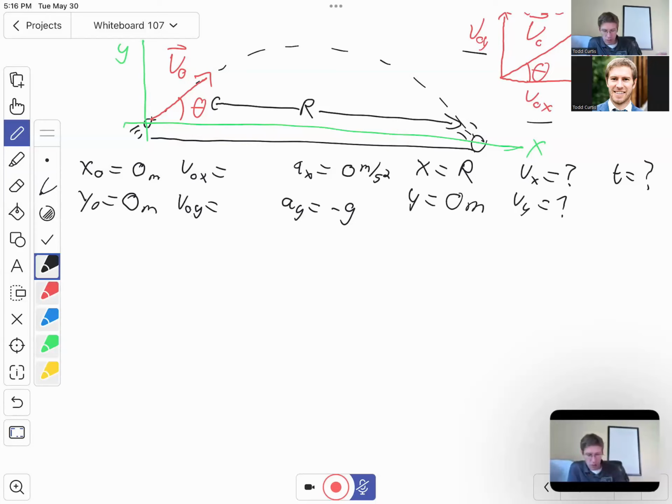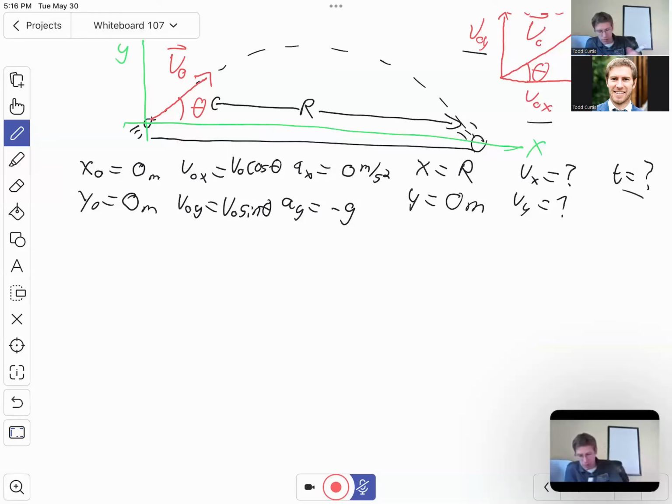And so using trig, just as we did on the previous ones, we can see that v initial x is just going to be v initial times the cosine of that angle, since it's the adjacent side of the triangle, and v initial y is going to be v initial times the sine of that angle theta. So now what we need to do is try to find the range equation. And to do this, we're actually going to have to use both x and y and put them together using the common variable of time.